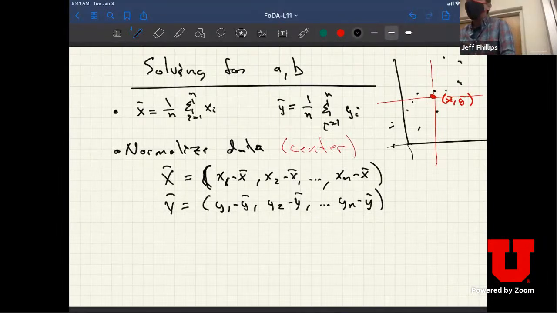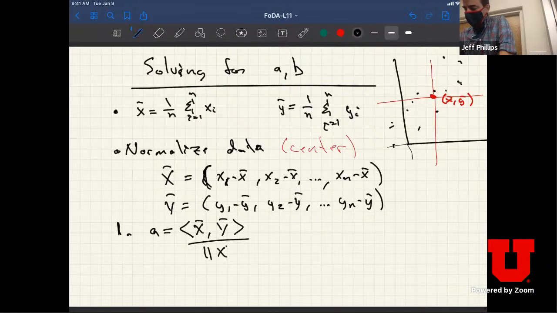Now I can calculate these two quantities. Then I can say A is going to be X bar dot product with Y bar divided by the 2 norm squared of X bar. This is going to be my slope, right? This term A is kind of the average of how fast it is rising, as a ratio. This is just the dot product between two vectors, and this is just the 2 norm of a vector.